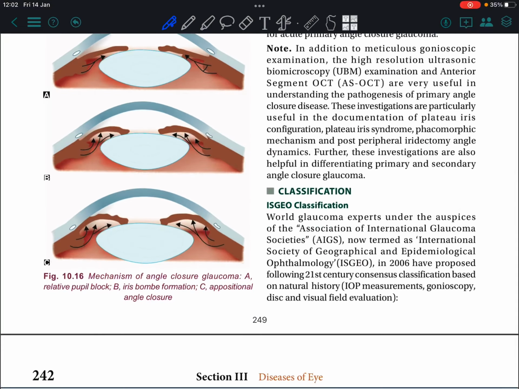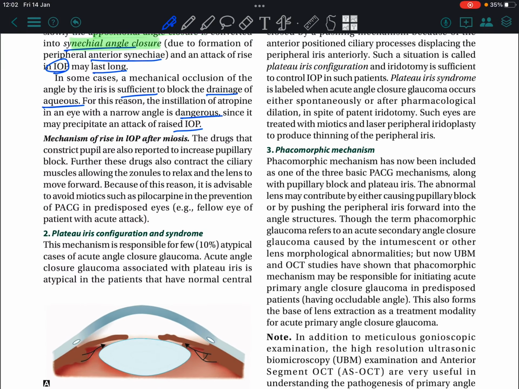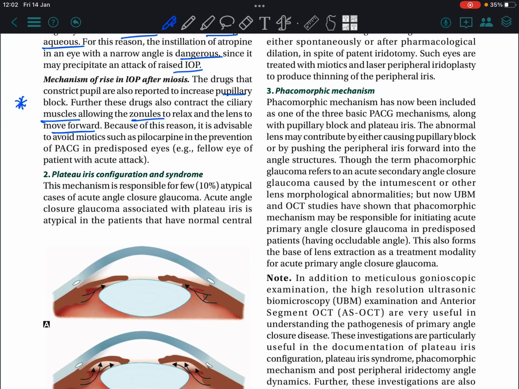Mechanism of rise in IOP after miosis. The drugs that constrict pupil are also reported to increase pupillary block. Further, these drugs also contract the ciliary muscles, allowing the zonules to relax and lens to move forward. Because of this reason, it is advised to avoid miotics such as pilocarpine in prevention of PACG in predisposed eyes.